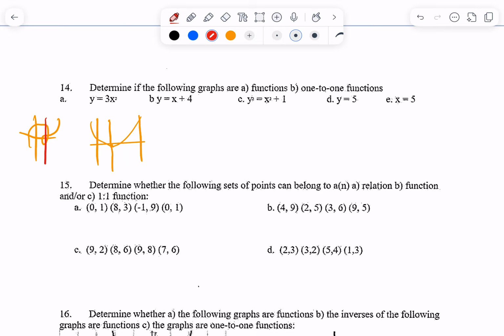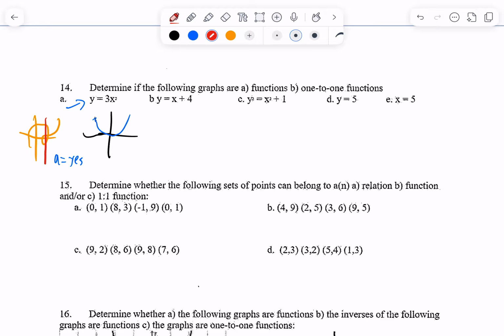But in this case, over here, it only touches the graph once. In no spot does it touch it more than once. So that means that it is a function. So A equals yes. And then for one-to-one functions, let's find out over here. So let's redraw that.